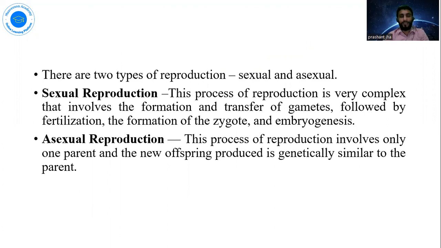So what is asexual reproduction? This process of reproduction involves only one parent, and the new offspring produced is genetically similar to the parent and known as a clone.